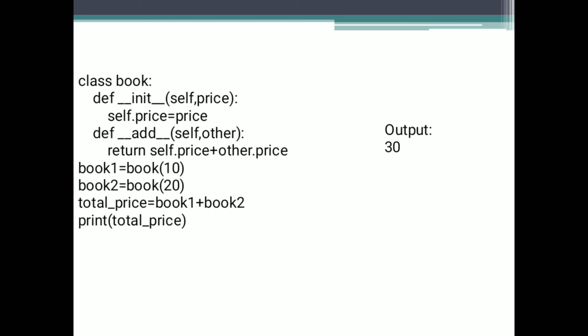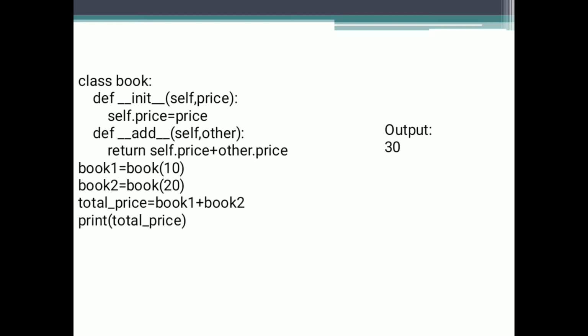Let's see an example. We create a class book and define in it, and I am giving a price. So self.price is equal to price. Now we need to define a function and we are overriding the underscore underscore add function. This add function is going to get the first as self and then other. So we just need to return self.price plus other.price.